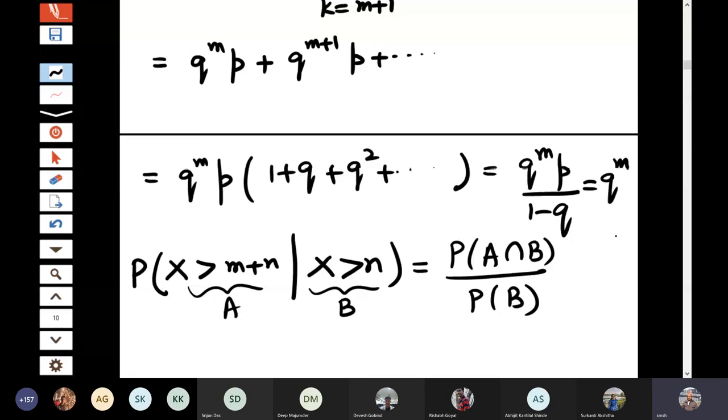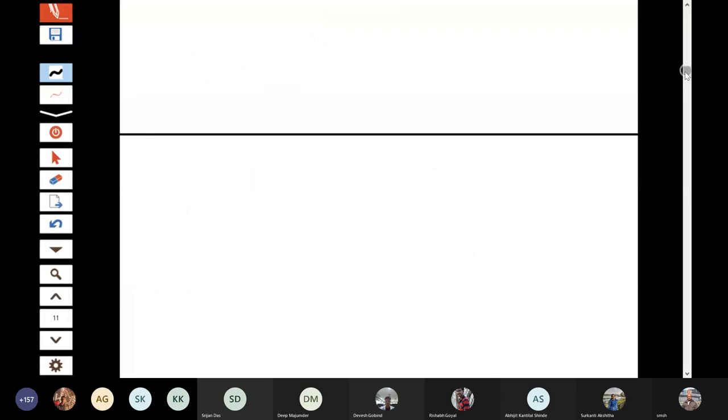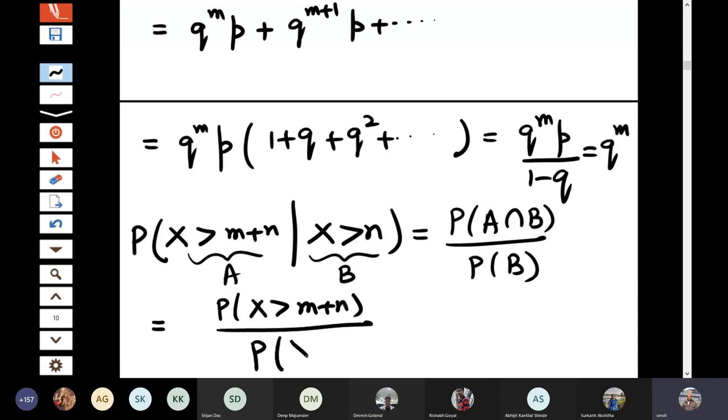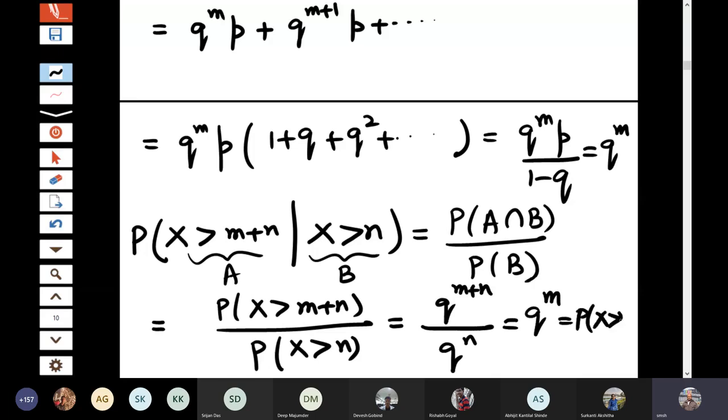So this is becoming probability of A intersection B, that is x greater than m plus n intersection x greater than n. So that is probability x greater than m plus n, because A becomes a subset of B, and in the denominator you have probability x greater than n. Now already we have developed the formula, so it is becoming q to the power m plus n divided by q to the power n, that is q to the power m, which is nothing but probability of x greater than m.